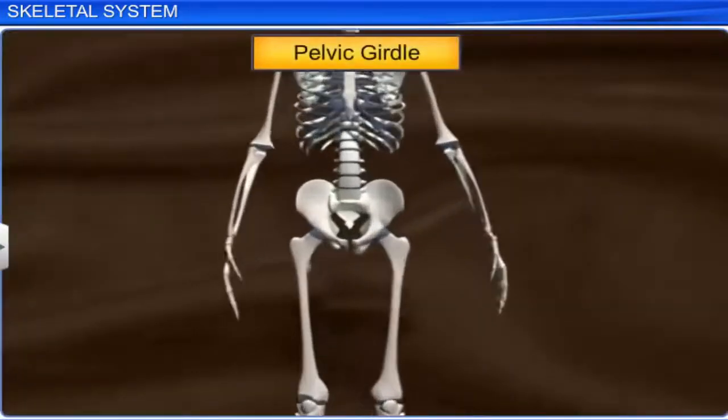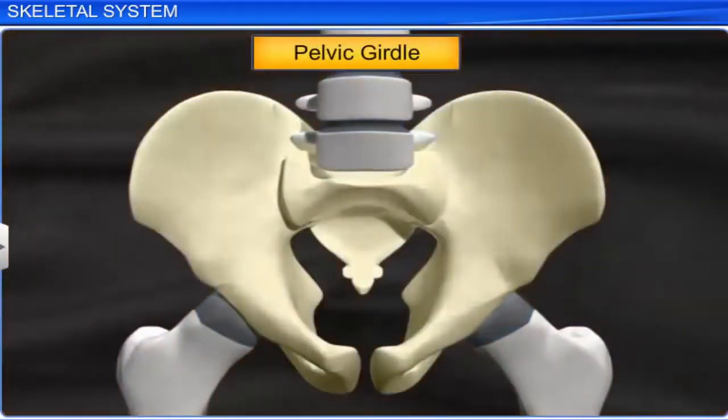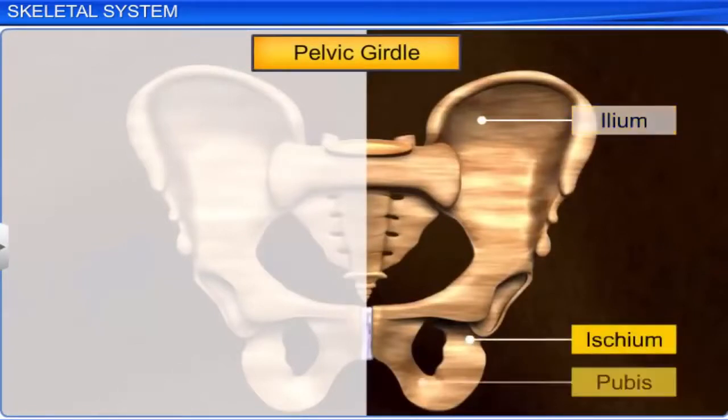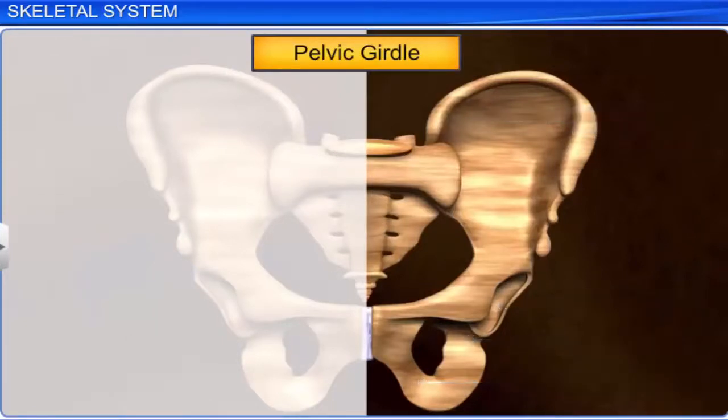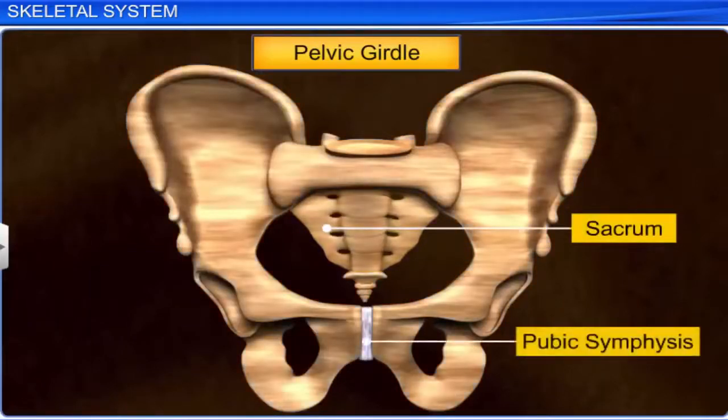The other girdle is the pelvic girdle, which consists of two coxal or hip bones. Each coxal bone consists of three bones, the ilium, ischium, and pubis. These bones fuse to form a cavity called the acetabulum, into which fits the head of the femur or thigh bone. The two halves of the hip bones connect dorsally to the sacrum, while these bones meet ventrally with the help of fibrous cartilage to form the pubic symphysis.